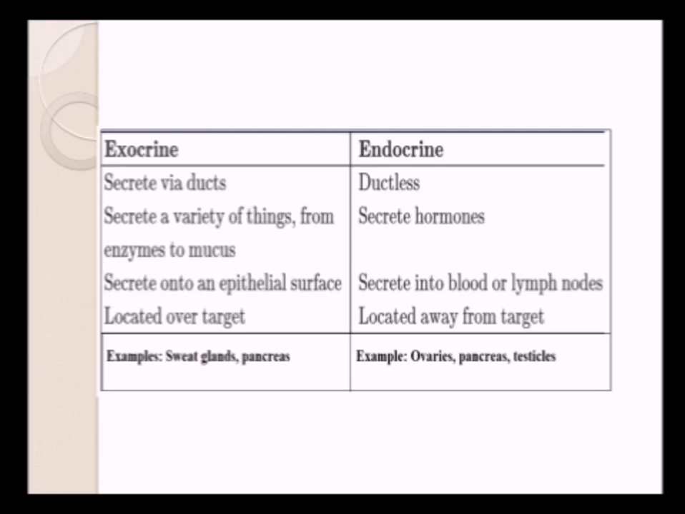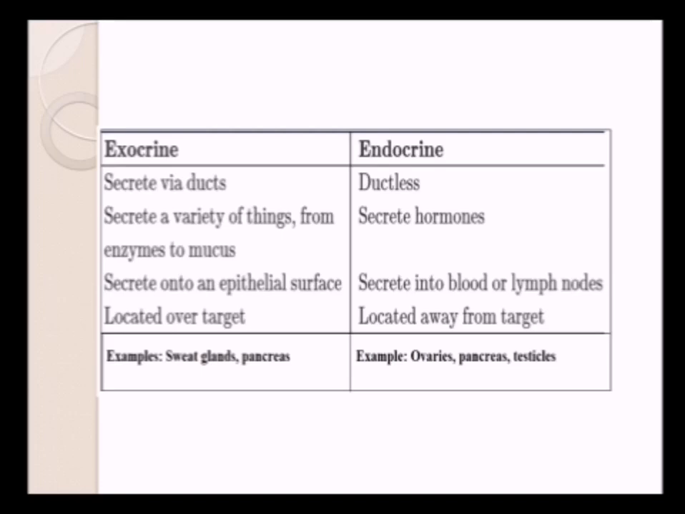Exocrine glands are located over a target organ. For example, the salivary glands that secrete saliva are found inside our mouth cavity. So they are found beside the target, which is the mouth cavity, whereas endocrine glands are usually located away from the target because they can communicate by blood.